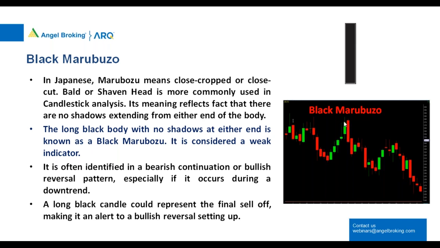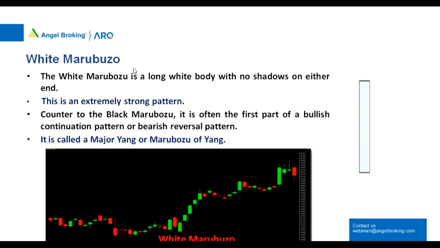In Japanese, Marubozu basically means closed, cropped, or close cut. So black Marubozu means bald or shaven head, which is more commonly used in candlestick analysis. Its meaning reflects the fact that there are no shadows extending from either side of the body. So the long black body that has no shadows at either end is known as the black Marubozu. It is considered a weak indicator. It is often identified in a bearish continuation or bullish reversal pattern, especially if it is occurring during a downtrend. A long black candle would represent the final sell-off, making it an alert to a bullish reversal setting.